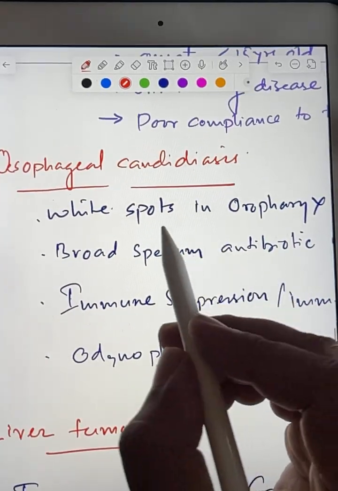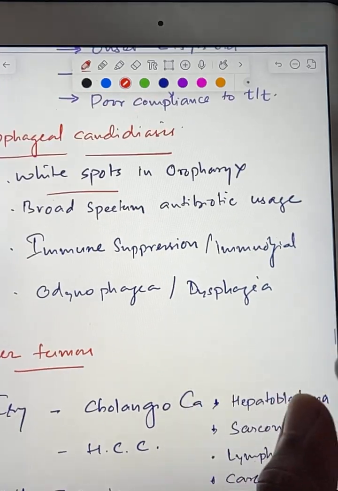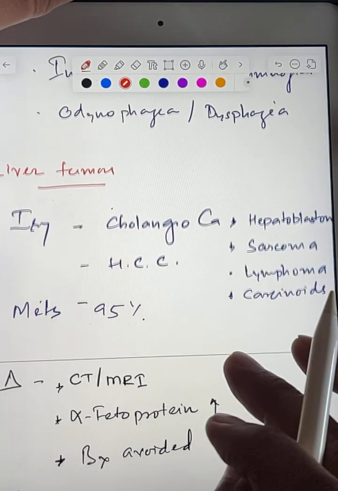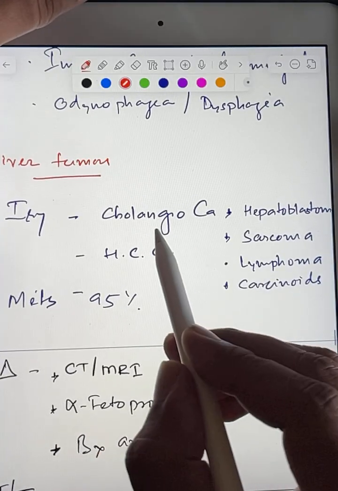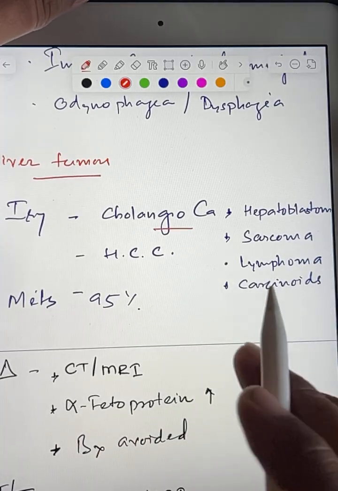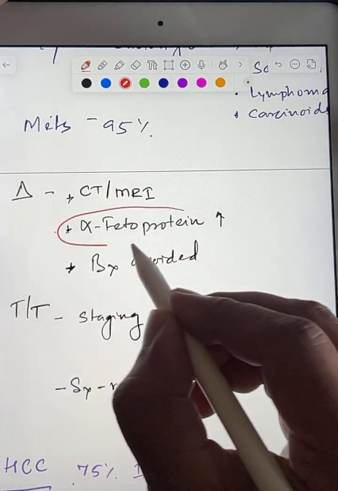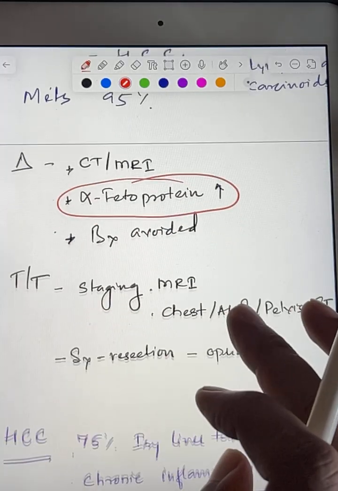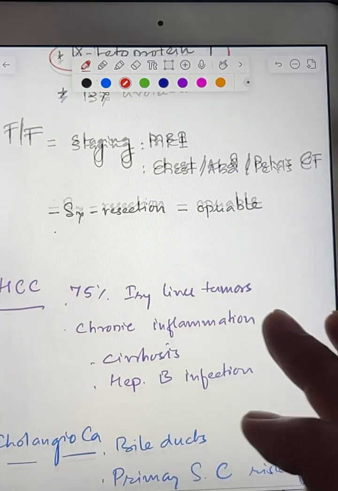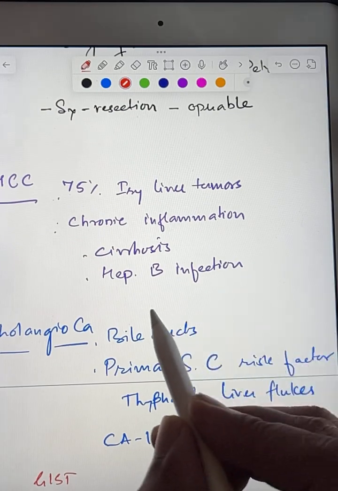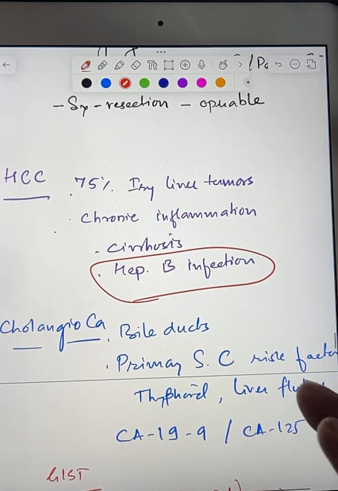Esophageal cancer, white spots, the oropharynx. Liver tumors: primary cholangiocarcinoma, hepatocellular carcinoma, cholangiocarcinoma, hepatoblastoma, sarcoma, lymphoma. CT, MRI, increased alpha fetoprotein. Biopsy has to be avoided. Staging. Chronic inflammation, cirrhosis, hepatitis B infection causes hepatocellular carcinoma.